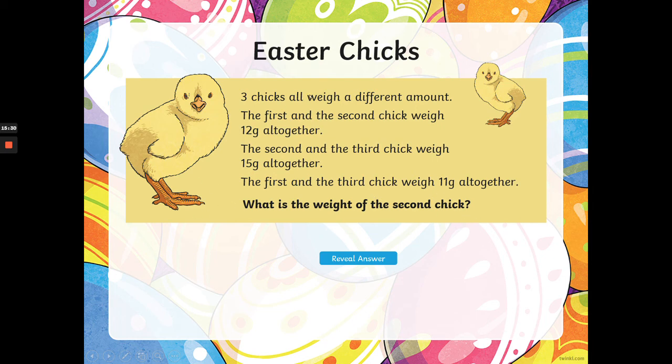So have a think. Again, pause the video and come back to me when you think you've got the answer. Off you go. Okay. Let's reveal the answer and see if you've got it correct. So it weighed 8 grams. Okay, so hopefully you got that answer.